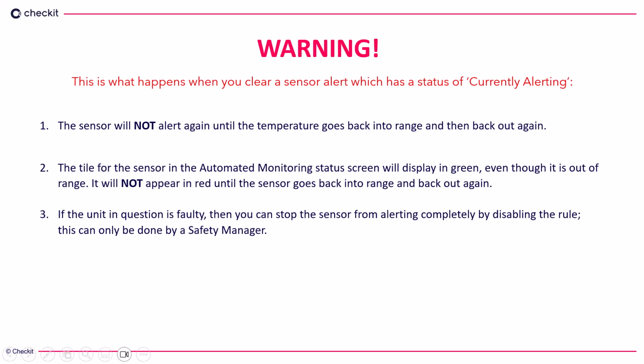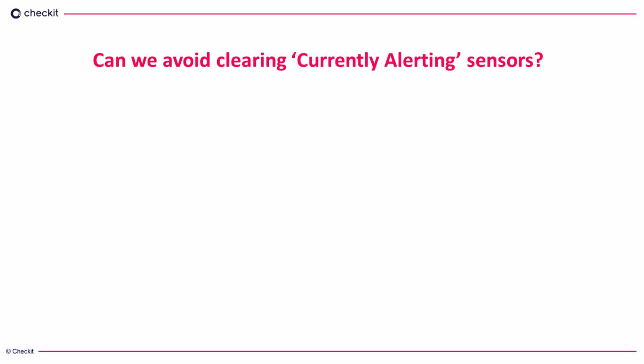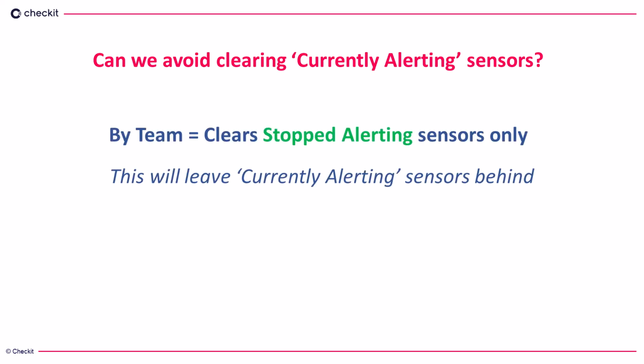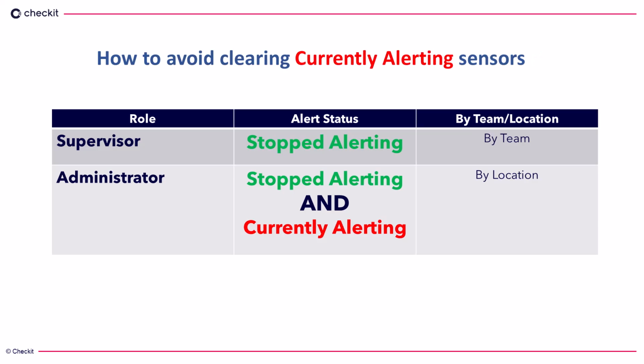Now that you know what the implications of clearing alerting sensors are, you may well ask yourselves, can we avoid clearing currently alerting sensors? One way to avoid clearing currently alerting sensors is to clear the alerts by team, because in doing so, it will only clear alerts that have a status of stopped alerting and will actually leave behind the currently alerting sensor alerts.